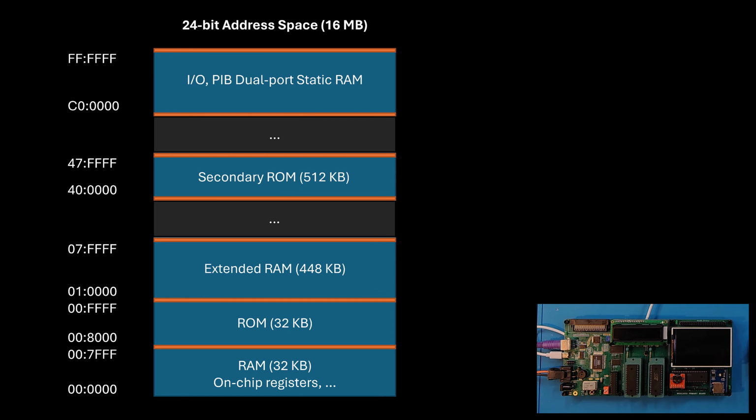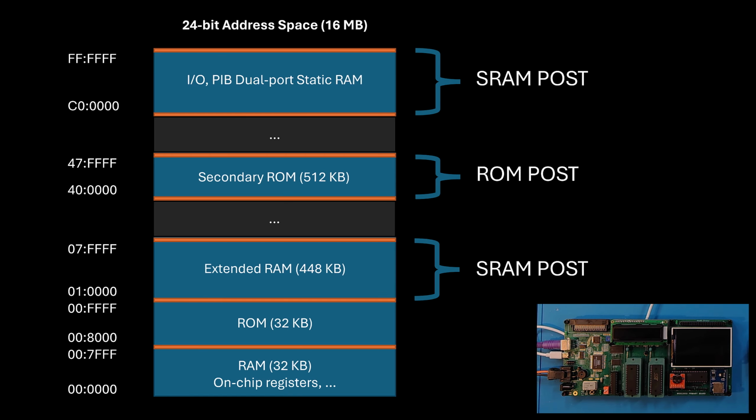So that's the addressing I'm working with, and like I mentioned, I have static RAM, both the initial 32K plus this, I'm calling it extended static RAM. I have my primary flash, I have a secondary flash, I'm just calling that ROM and secondary ROM, and then I have I/O and some dual port static RAM.